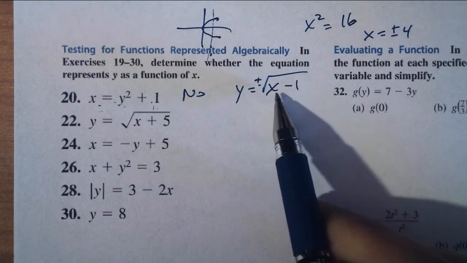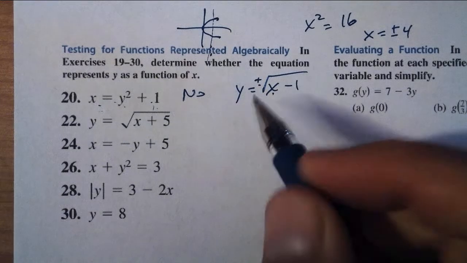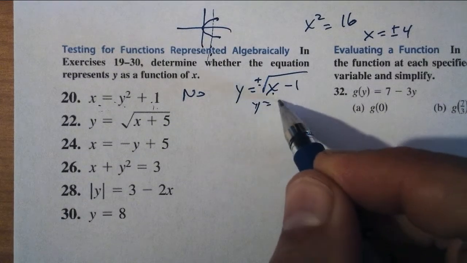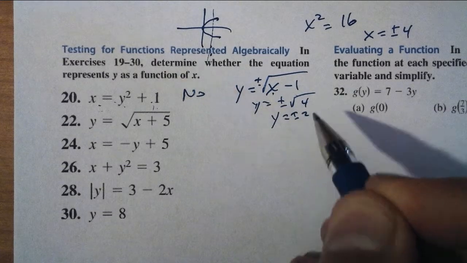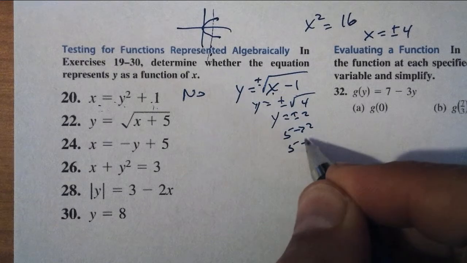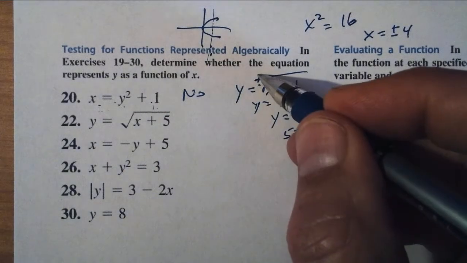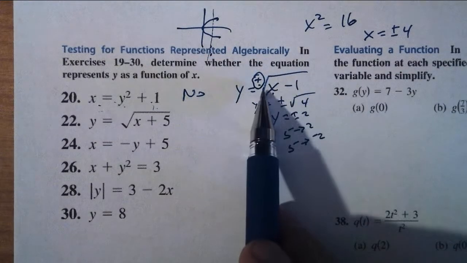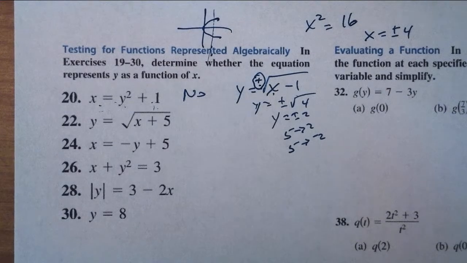That means if I put a value for x in here, let's say I put in 5, I get y equals plus or minus the square root of 5 minus 1, which is 4. I get y equals plus or minus 2. That means 5 is being assigned to 2 and 5 is being assigned to negative 2. So the big key is if we're solving algebraically for y and we have to introduce a plus or minus, it is not a function.